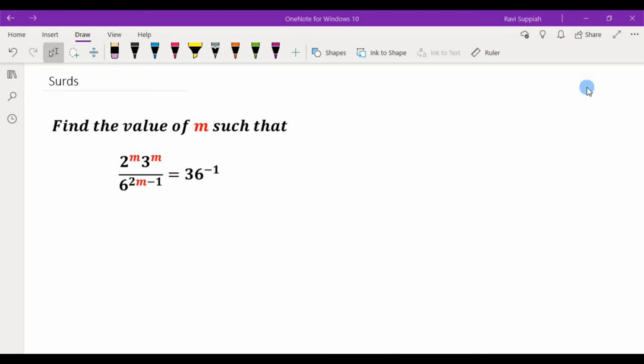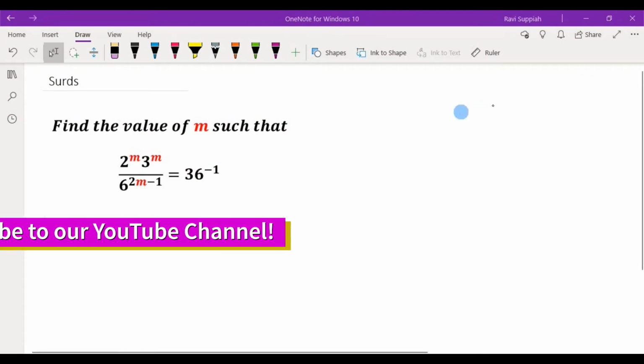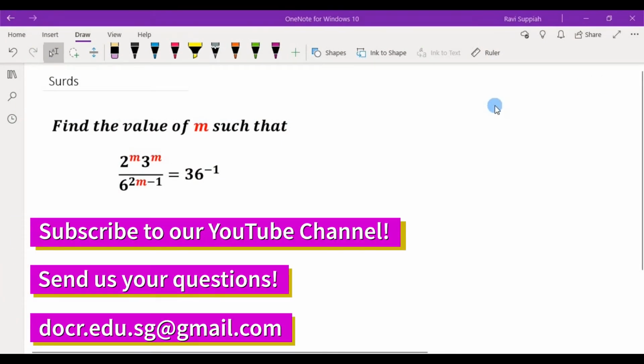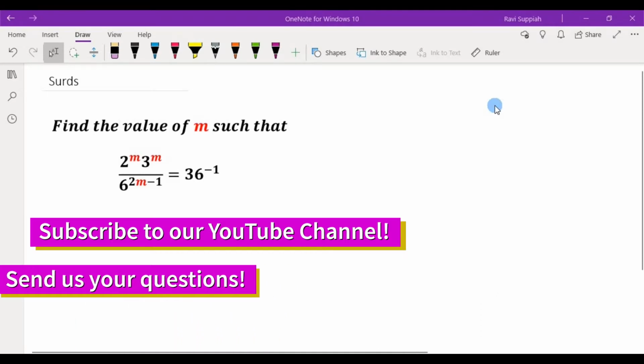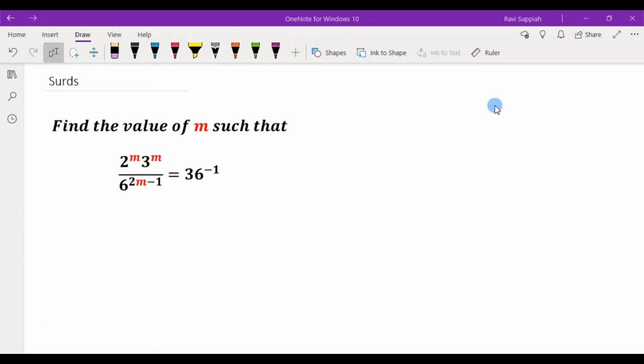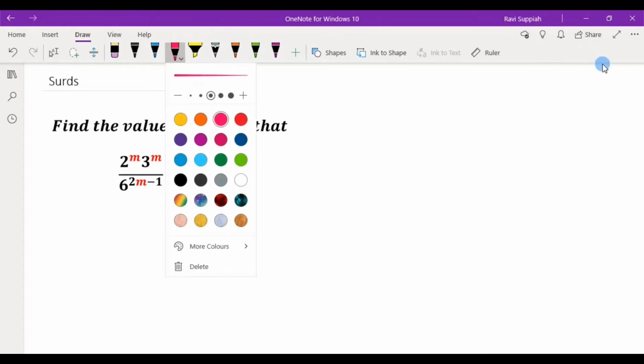Hi, in this question, we are given this expression: 2 to the power of m multiplied by 3 to the power of m, divided by 6 to the power of 2m minus 1, equals 36 to the power of minus 1. Now, let's see how we can go about this question.